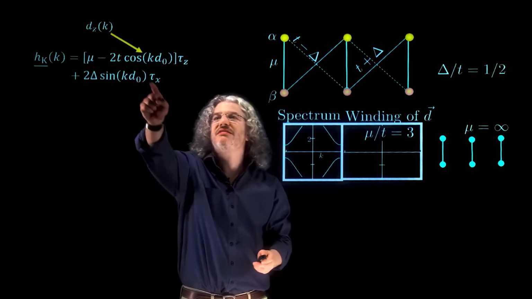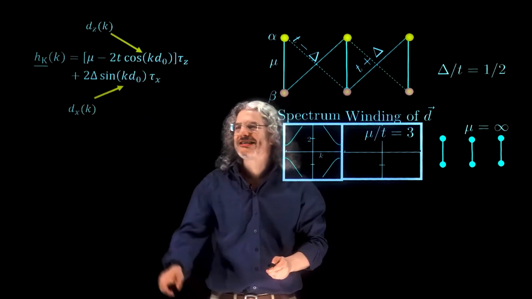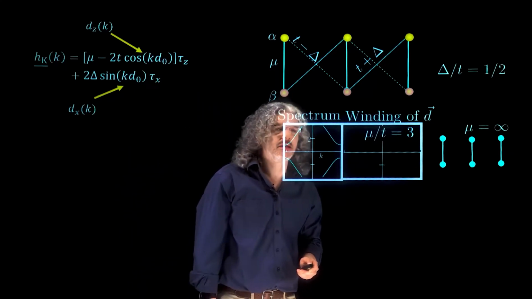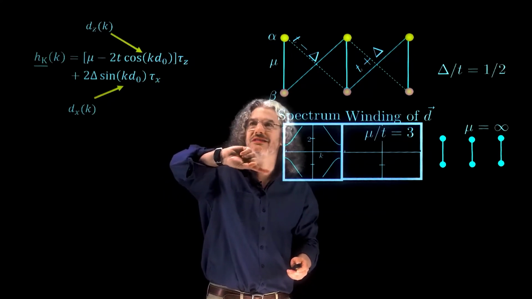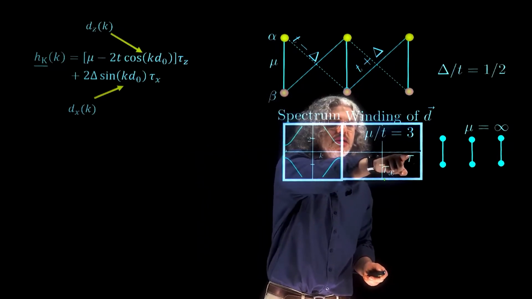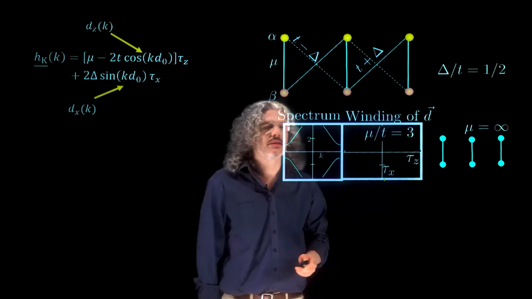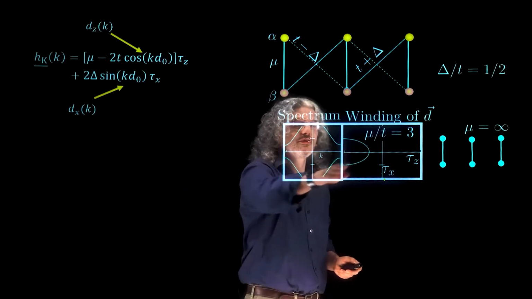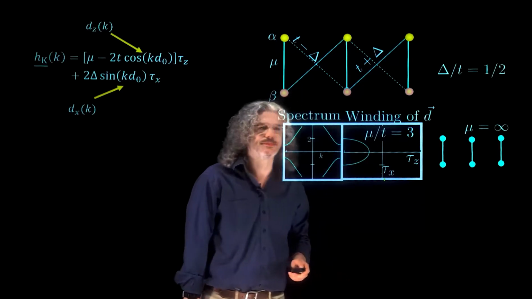So we can define dz, the coefficient that multiplies tau z, and dx of k, the coefficient that multiplies tau x, and simply plot d as a function of k. This will be the x component, and that will be the z component. So d as a function of k, in this case when mu over t is equal to 3, will behave like that. Importantly, it doesn't cross the origin.